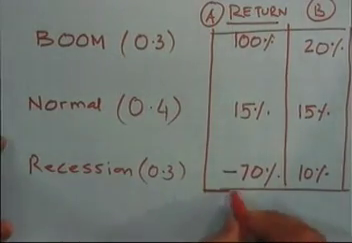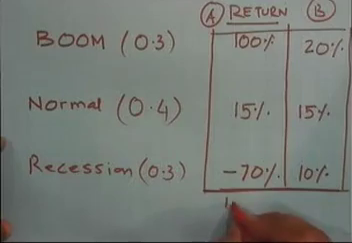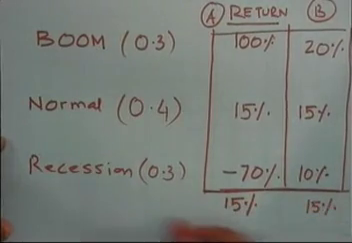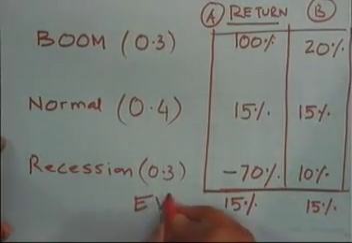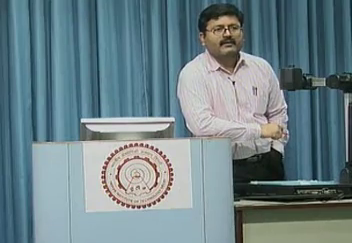What you notice in this particular problem is that for both the cases, the expected value is coming to be 15%. Expected value, I write it like EV. Expected value for both the options I am getting as 15%. Now, there is a very tough choice. Which one I must go for? Whether I should go for option A or whether I should go for option B.